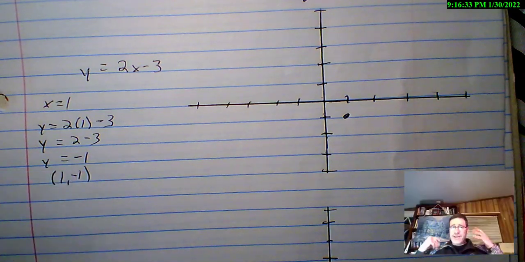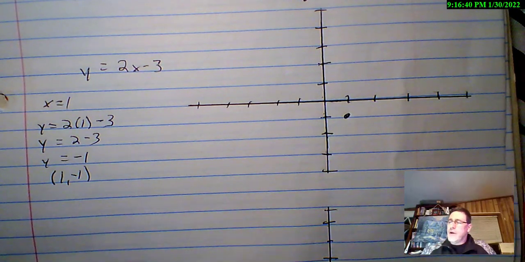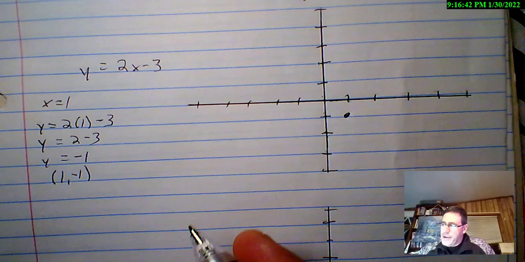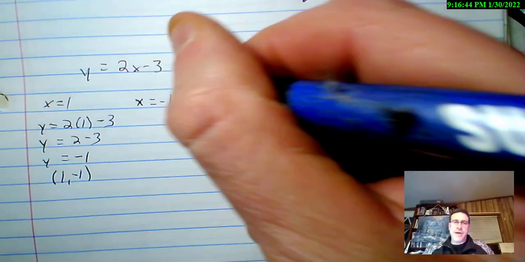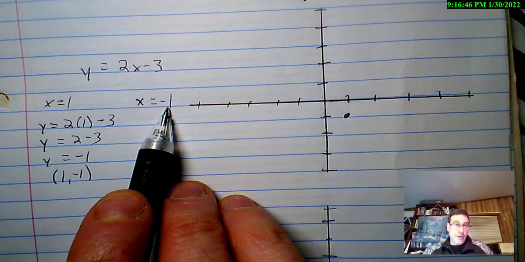And then I can choose literally any other number to be another value for x. So if I wanted to, I can pick negative 1. It doesn't make a difference what these numbers are.